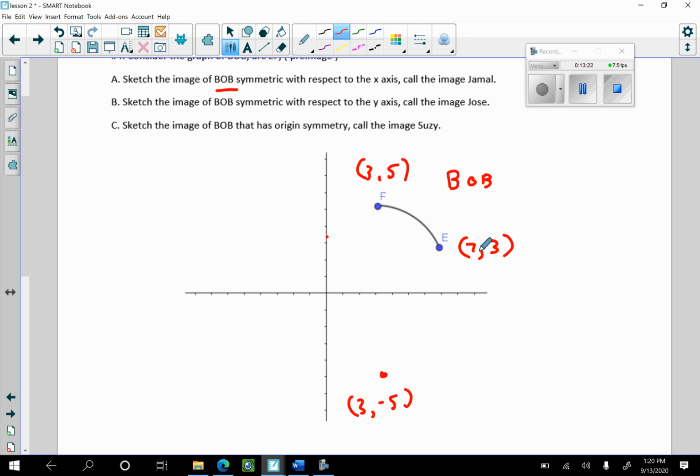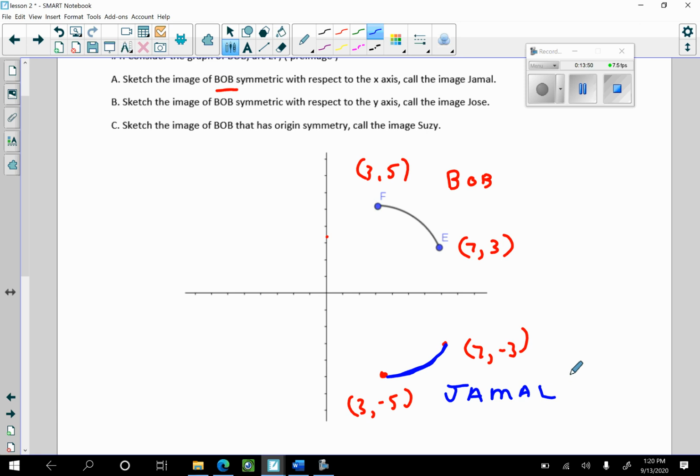And what do I want? The x's remain the same and the y's go opposite. So I'm still here, but I want to go to 3. So this point is going to be 7, -3. And this is going to be the reflection of Bob about the x-axis. We're going to color him in blue. And it's going to have to be curved. And this guy right here, we're going to call Jamal.